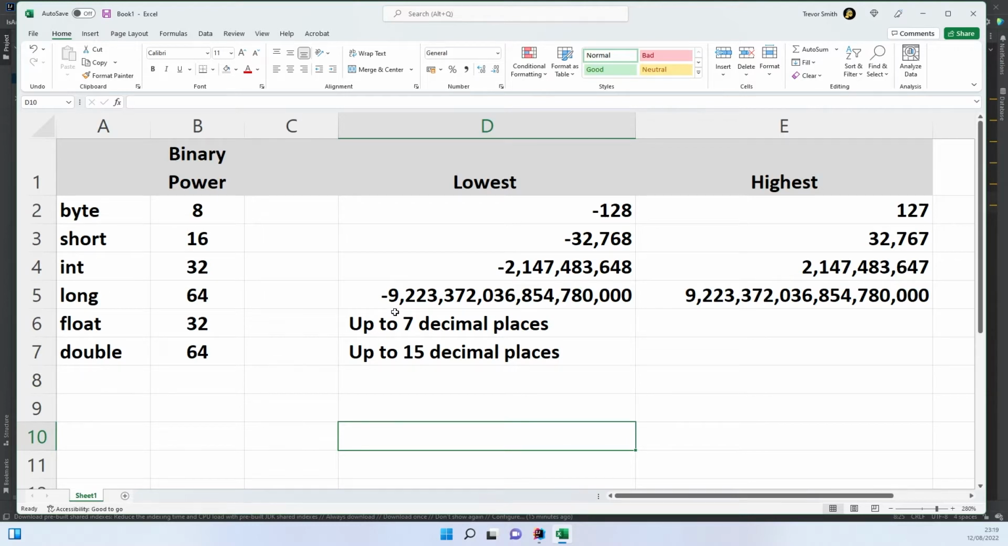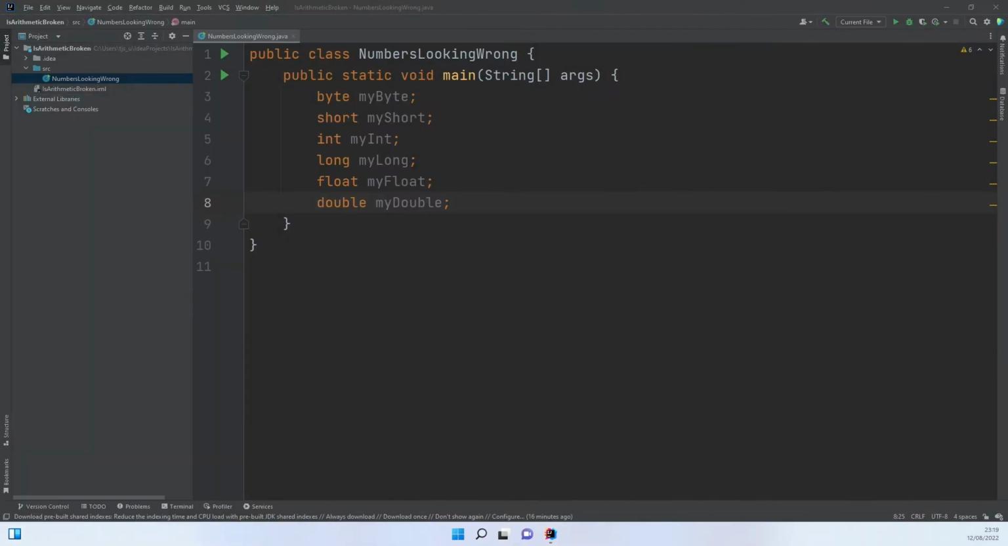Okay, so a float uses up to 7 decimal places and a double uses up to 15. This is 64-bit, this is 32-bit, 64-bit, 32-bit, 16-bit, and 8-bit. These are really important because these determine how much memory your variable is going to use. So let's go back to our list of variables here. There's 2 points I want to bring up really.